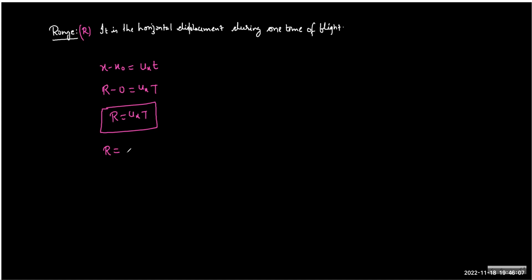What is ux here? Initial velocity. So how much is that? It's given in the problem, no? It's u. And how much do you get for t? Root 2h/g.